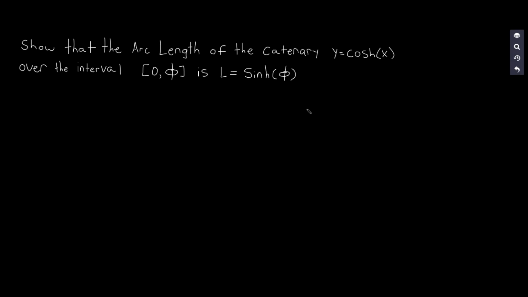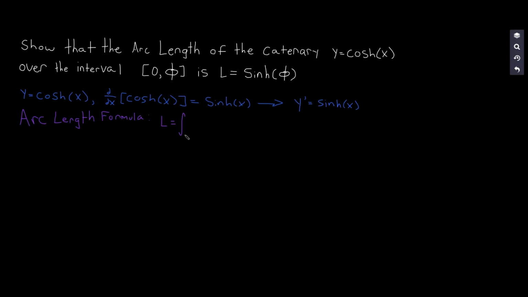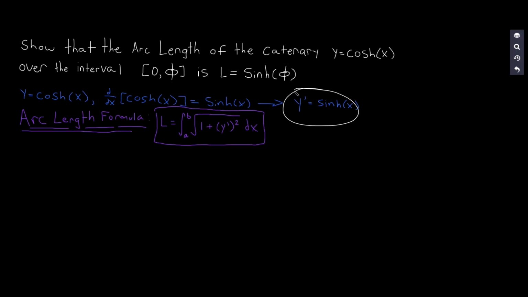Now, in order to find the arc length, I need to know what the derivative of y equals cosh of x is. So we have cosh of x, and I want to know the derivative. The derivative of cosh of x is going to be sinh of x. What's more is we need the arc length formula. I'm going to plug in what we have identified as the derivative of cosh of x into the arc length formula.